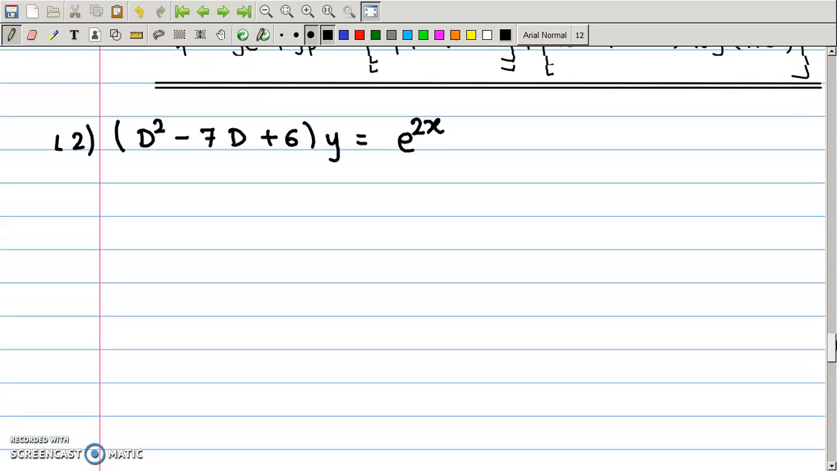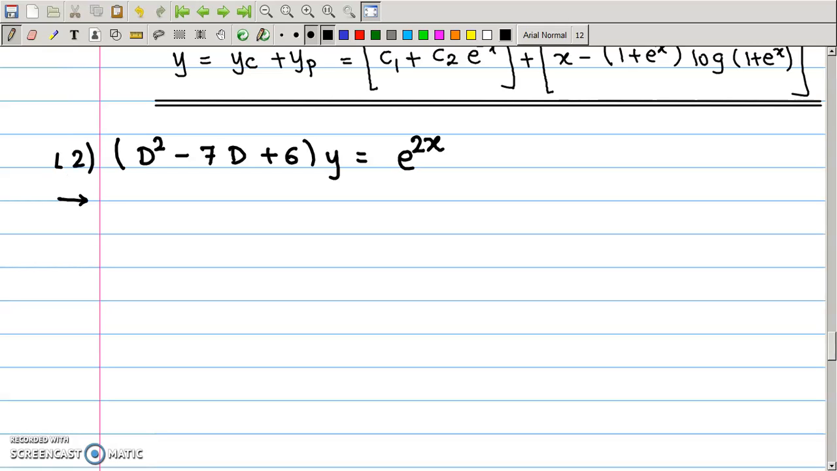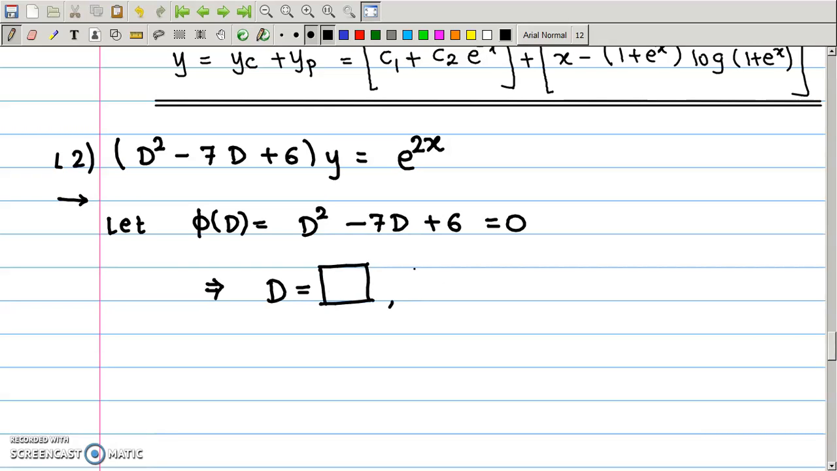So again, for this problem we consider the auxiliary equation first. Auxiliary equation is d square minus 7d plus 6 equal to 0. That means our factors are, or directly we can find roots on a scientific calculator. Since the degree of the auxiliary equation is 2, we are expecting 2 roots. And if you find the roots of this quadratic equation, the roots will be 1 and 6.